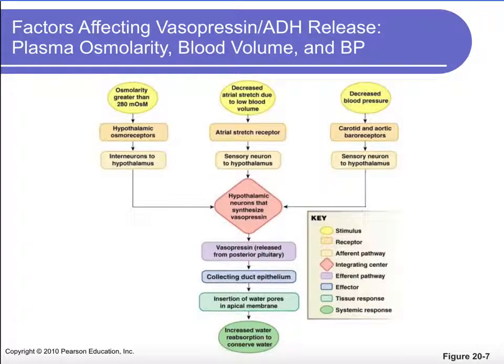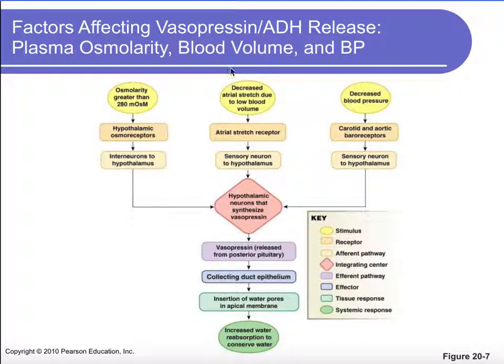All right, so let's think about when we would want to release vasopressin. Now, the easiest thing is to think about, well, what does vasopressin do? So we said vasopressin causes you to retain water in the kidneys. So if you retain water in the kidneys, what will that do to your blood volume? So the more water you keep in the blood, your blood volume is going to go up. So when would you want to release vasopressin? When you want your blood volume to go up because your blood volume was too low.